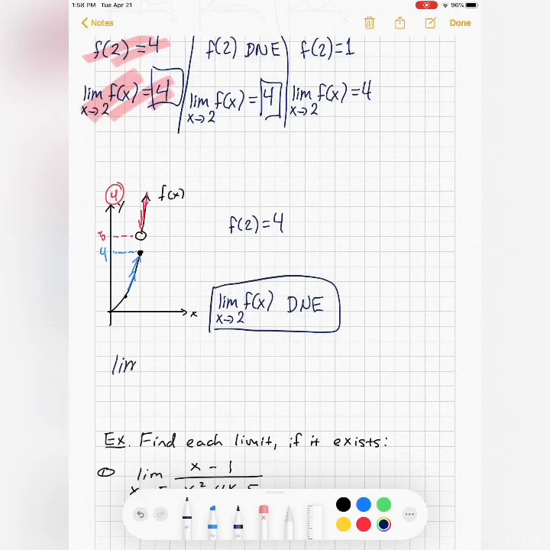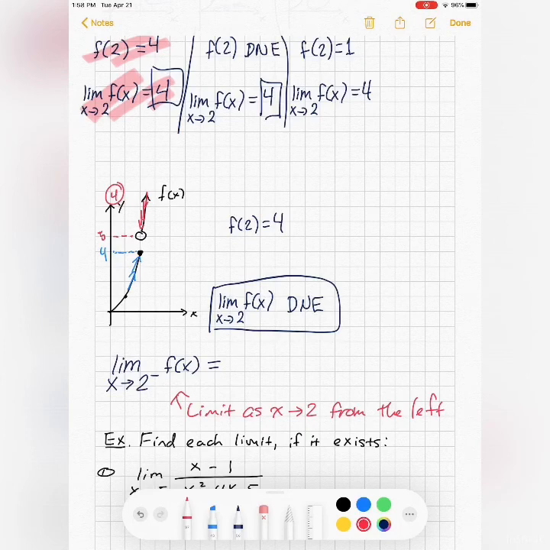But I could say this. What if I say the limit as x goes to 2 and I put this little minus up here? So this is a one-sided limit. This says the limit as x goes to 2 from the left, or from below. That means look at the graph and look at what happens as x approaches 2 from the left side, so from values smaller than 2. So what do the y's get close to? Well, the y's get close to 4.